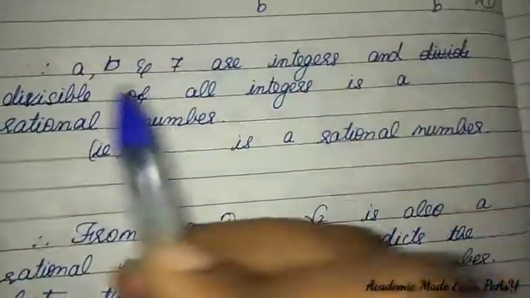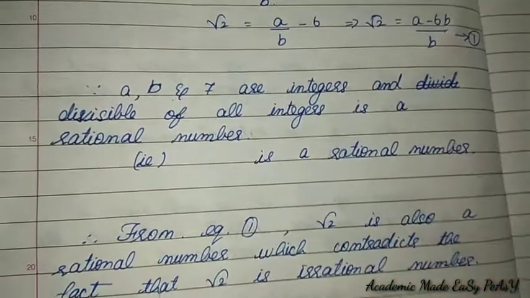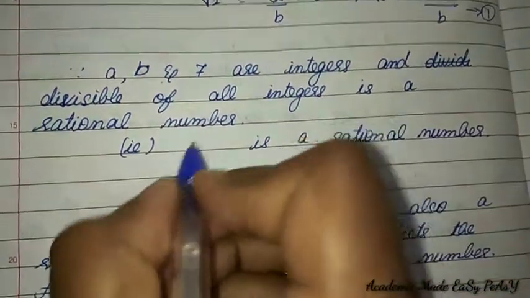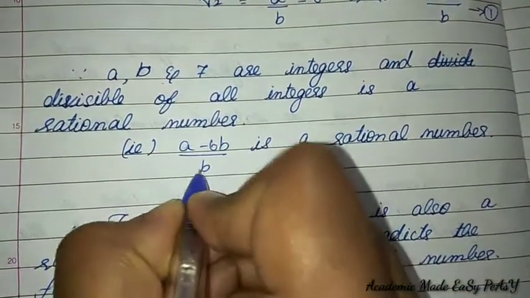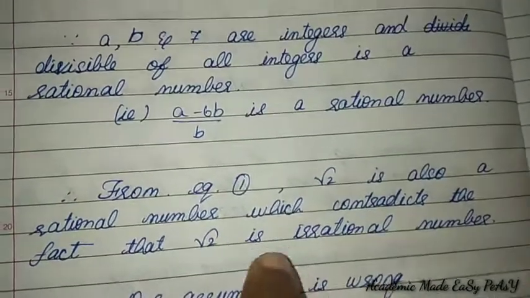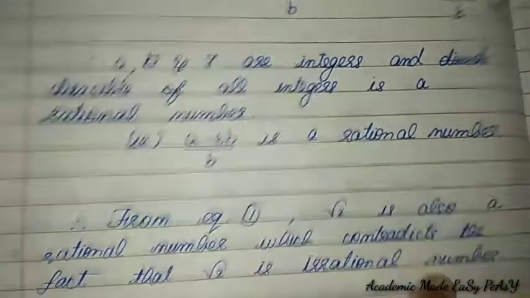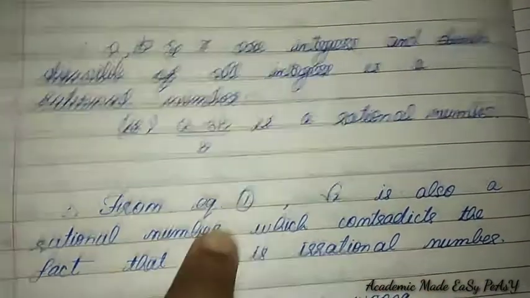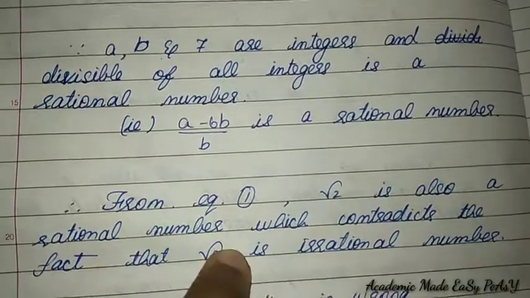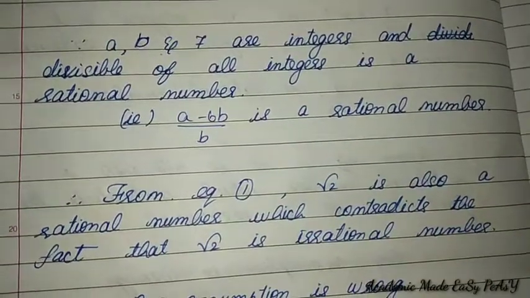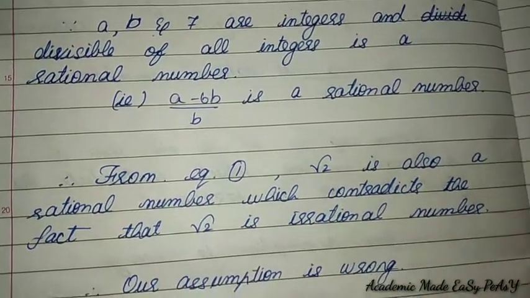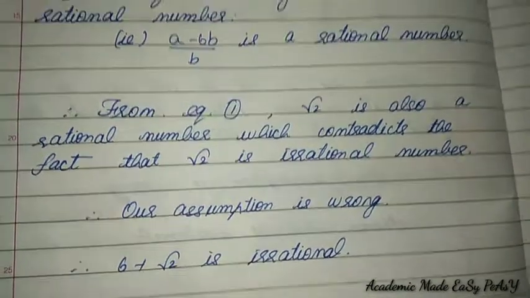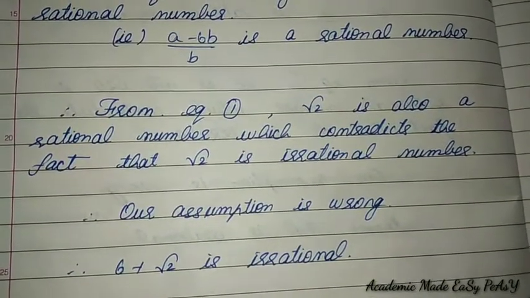Now I am saying that a, b and 6 are integers, and if we divide those integers we will have a rational number only. So I will say a minus 6b by b is a rational number. If the RHS is a rational number, then the LHS is also a rational number. So it will say that root 2 is also a rational number. But this contradicts the fact, it opposes the fact that root 2 is irrational. So therefore our assumption is wrong. So therefore I will say that 6 plus root 2 is irrational.